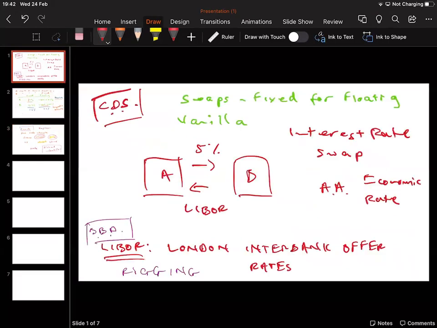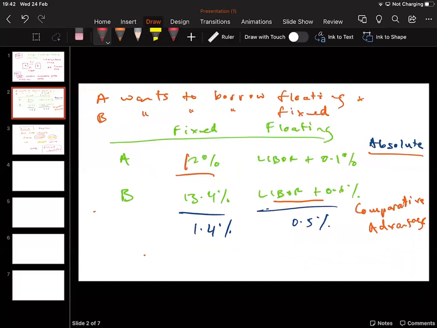Let's go back to our original example here with the comparative advantage. We would say, looking at this swap structure, we have A and B. A wants to borrow fixed, is quoted 12%. B is quoted 13.4% on the fixed side. A is quoted LIBOR plus 0.1 on the floating, and B, who wants to borrow, is quoted LIBOR plus 0.6. Does it make sense for A and B to enter into a swap? It does. And how might we engineer that?